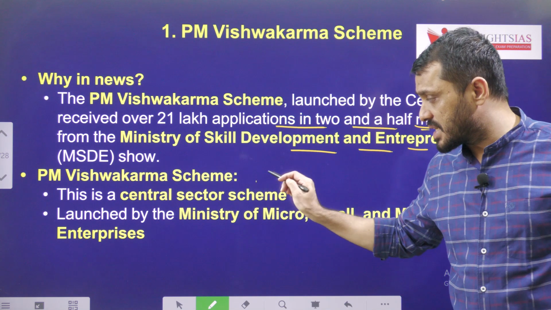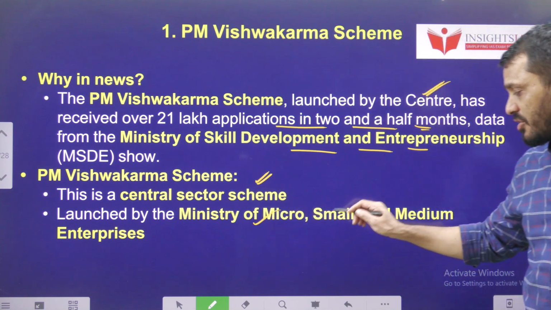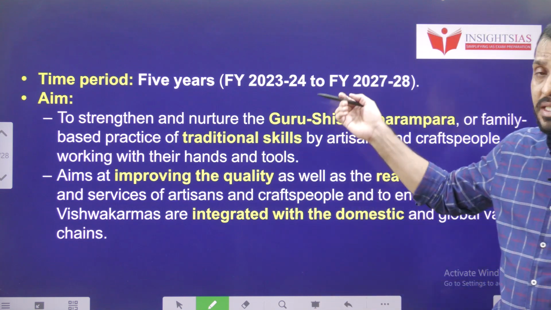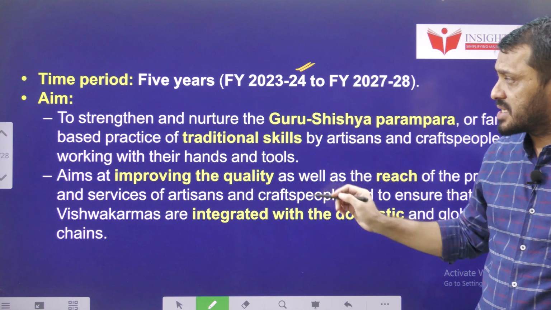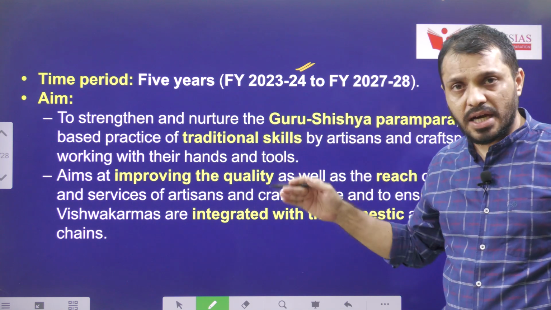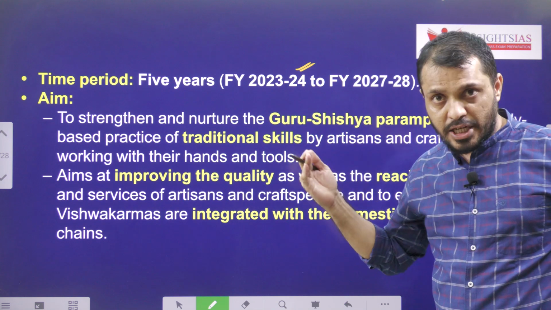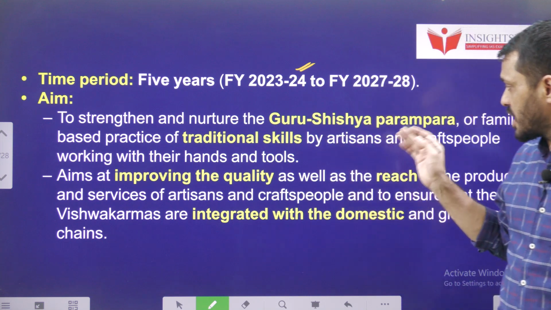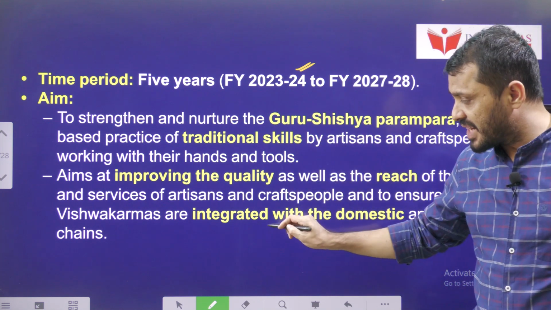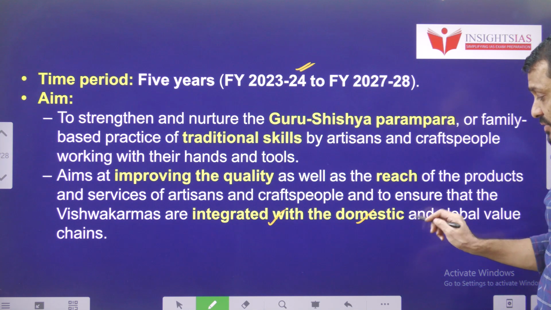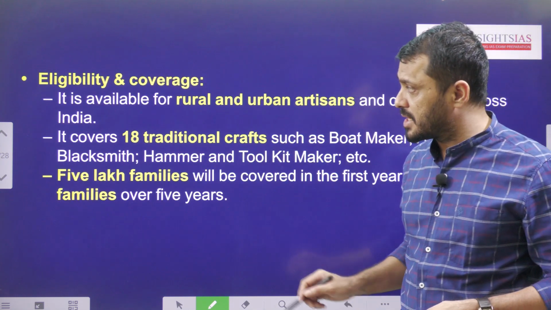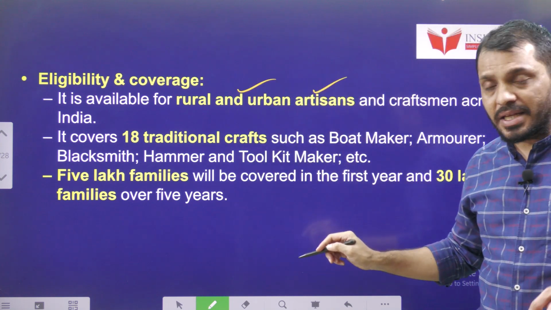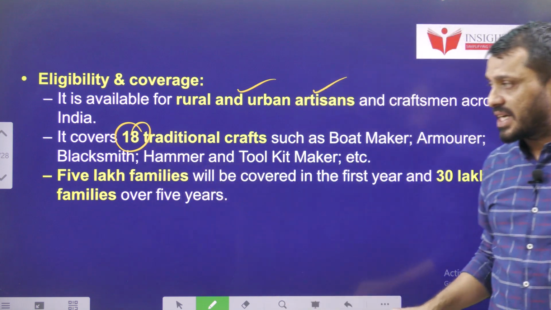The scheme is a central sector scheme launched by the Ministry of Micro, Small and Medium Enterprises, MSME. The scheme period is 5 years. The aim is to encourage the artisan. It may be a family tradition, or it may be teacher and student, like the Guru Shishya Parampara, and they will be given access to connections with the domestic as well as the international market. Eligibility: it is available to both rural as well as urban artisans. How many crafts are identified? 18 crafts.